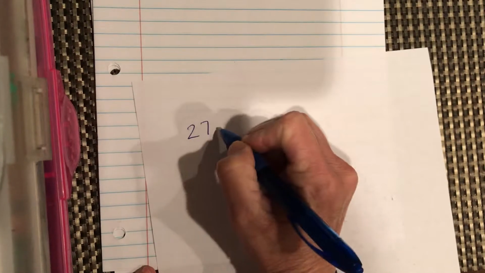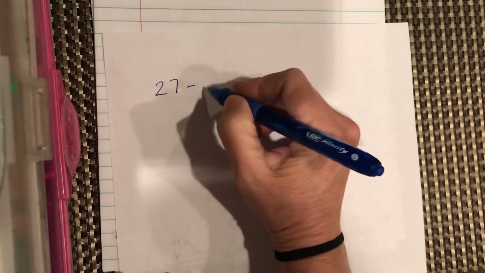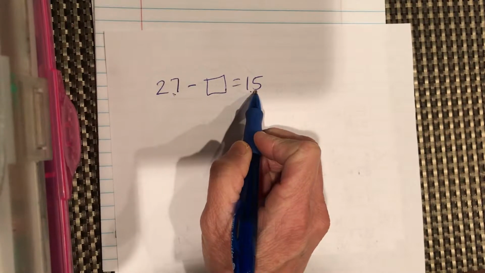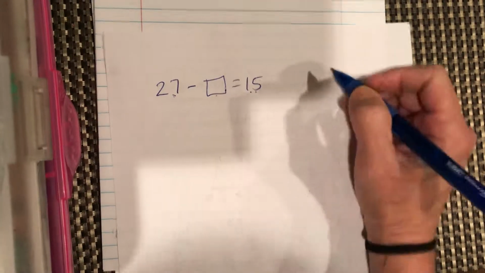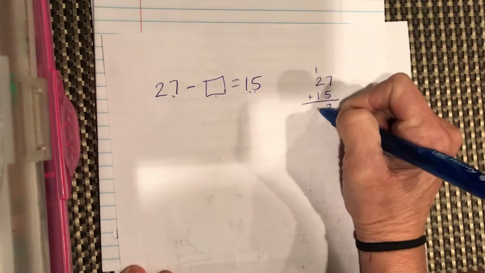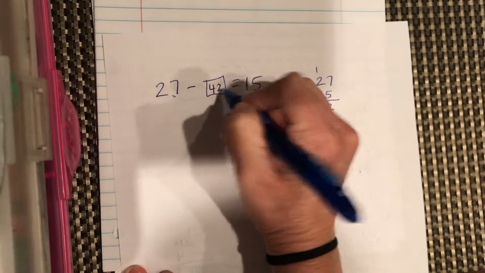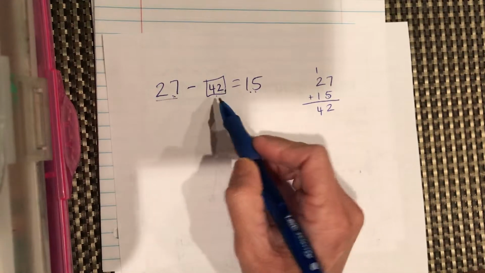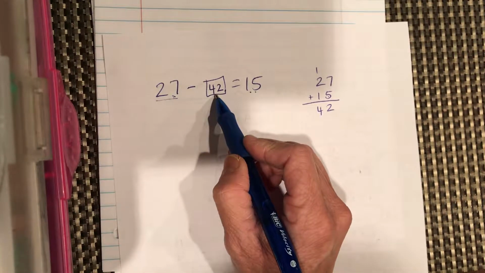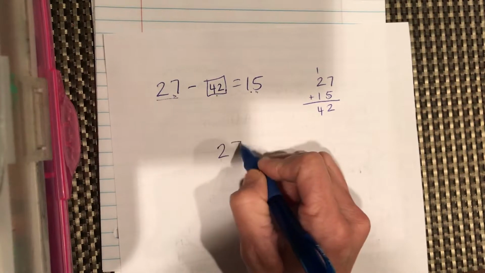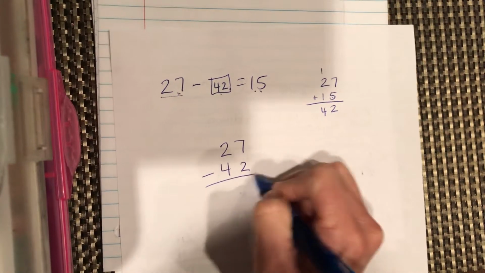If I take this number, it was 27 minus what equals 15, okay? I'm either going to add these 2 numbers or I'm going to subtract them to get this missing number here. If I add them, I'm going to get 42. And you have to look at that and ask yourself, if I have 27 and I take away 42, can I possibly still have 15 left? Try it. 27 minus 42.